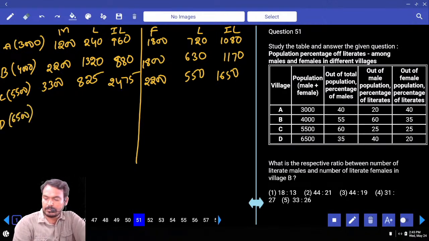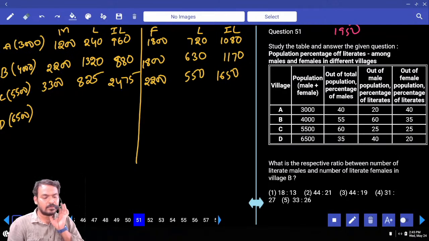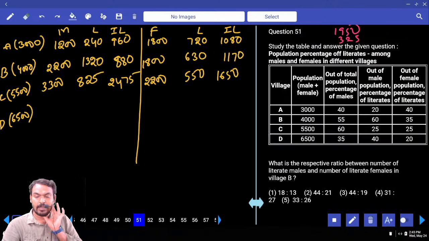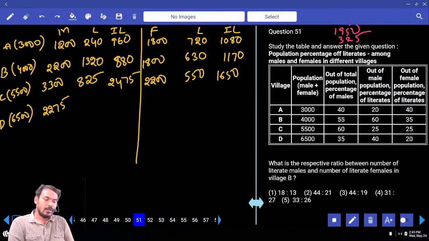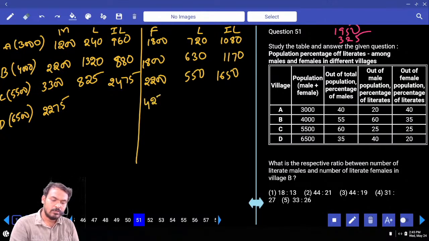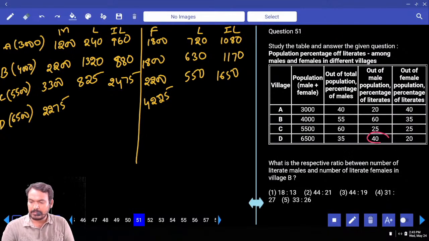In that how much percent? 35%. 30%, 1950. 5%, 325. Total it is 2275. Out of 6500 we are subtracting 2275. What is the remaining value? 4225. Next, in males how much percent are literates? 40%.